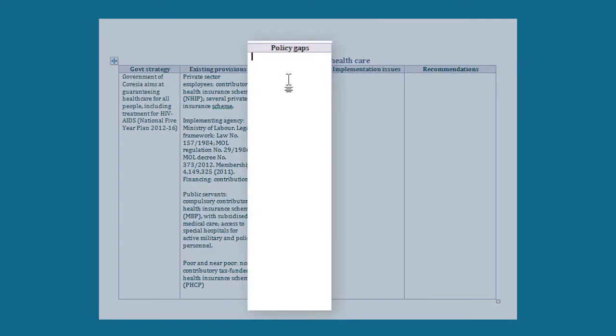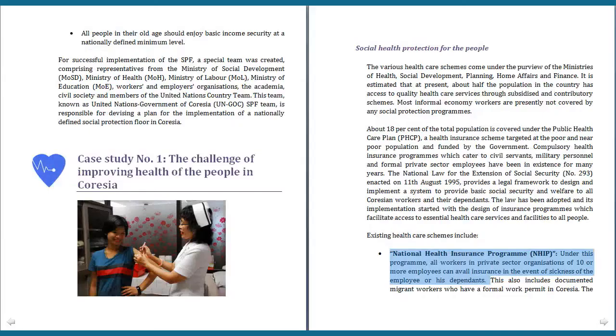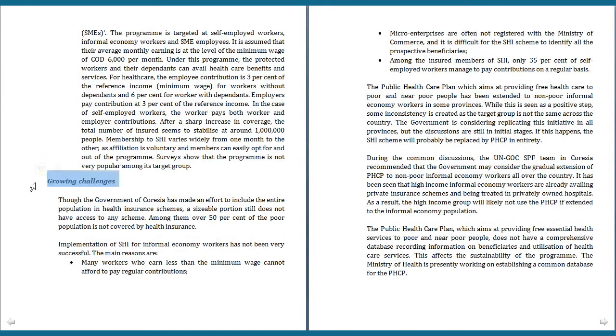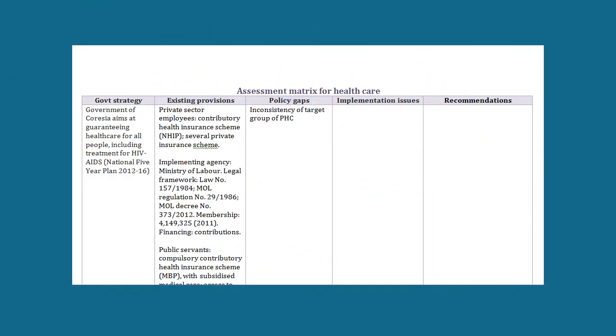The next column is policy gaps. Policy gaps are mainly the result of inadequate legislation or policies that lead to part of or the whole target group being excluded from the SPF. Back in the Corasia case study, we can locate this information in the social health protection for the people and the growing challenges sections. Here, the definition of the PHCP target group is inconsistent across provinces. This gap is written into the matrix.